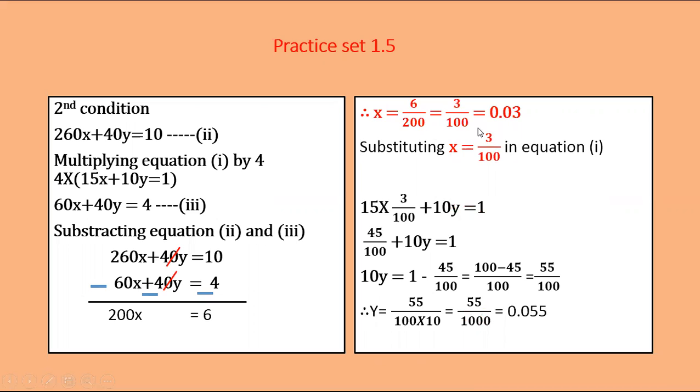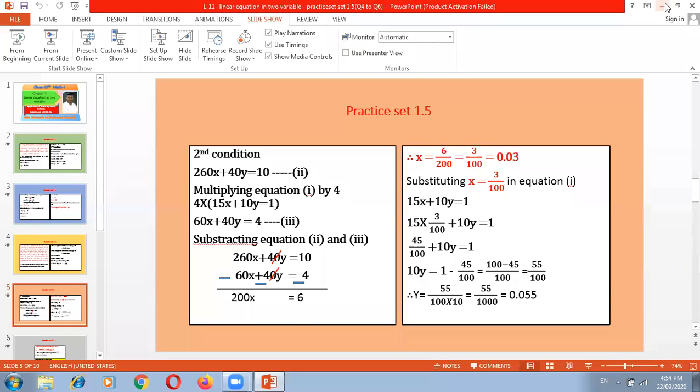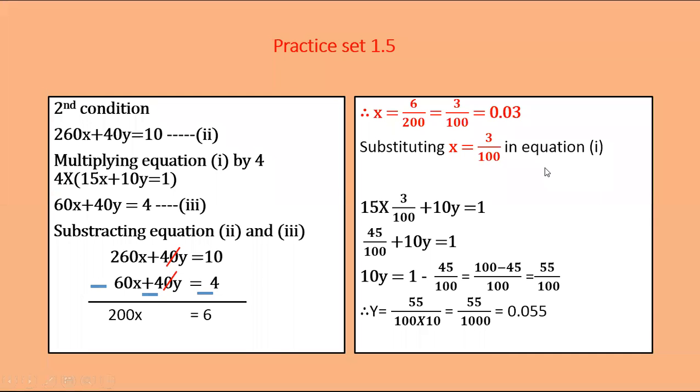Substitute the value x is equal to 3 upon 100 in equation 1. Equation 1 is 15x plus 10y is equal to 1. Substitute the value, x replaced by 3 upon 100. 15 multiplied by 3 upon 100 plus 10y is equal to 1. 15 into 3 is 45 upon 100 plus 10y is equal to 1. 45 upon 100 goes to the RHS side, then we get 10y is equal to 1 minus 45 upon 100.